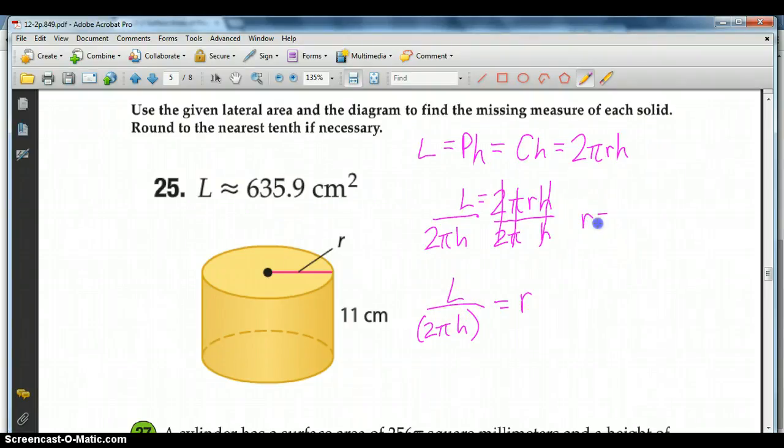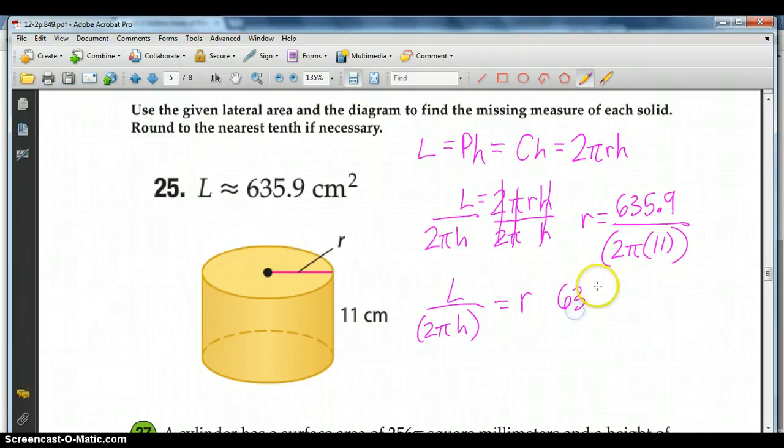Now we can simply substitute in our known values. So our radius will be equal to 635.9 divided by 2 pi times 11. So to our calculators, 635.9 divided by the quantity 2 times pi times 11 gives us approximately 9.2. So our radius is approximately 9.2 centimeters.